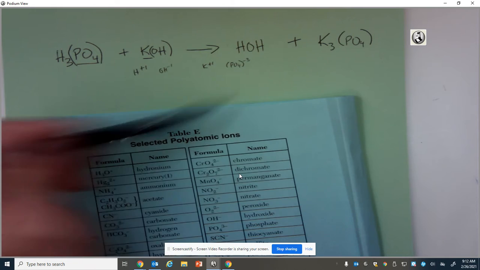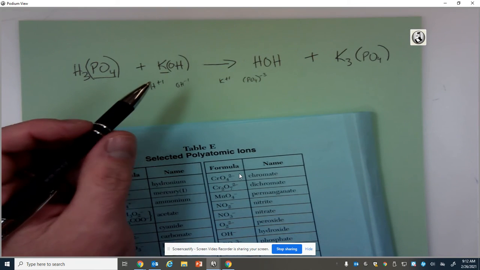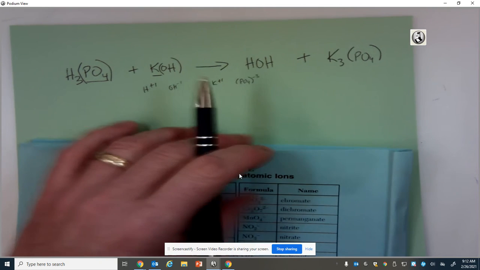What we have to do now is balance it. We have to check to make sure it's balanced, and if it's not balanced, we have to balance it. So we have to uphold the law of conservation of matter.